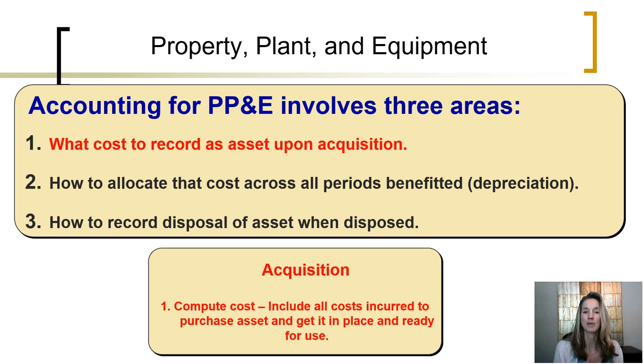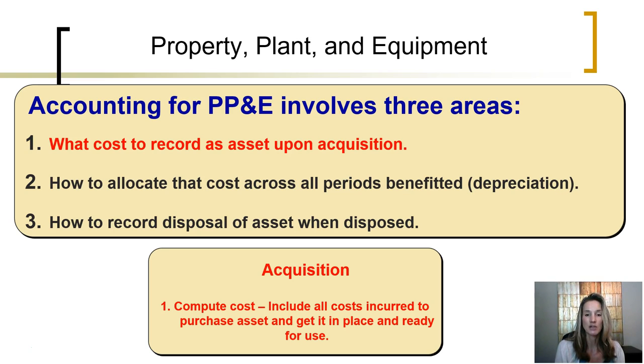The accounting for property, plant, and equipment involves three areas. The first is what the cost needs to be recorded as an asset upon acquisition. The second is how to allocate that cost across all periods benefited, which is the depreciation, and how to record the disposal of an asset upon end of use when it is disposed. Today, in this episode, we are going to discuss the acquisition.